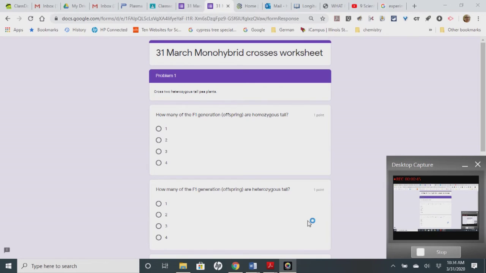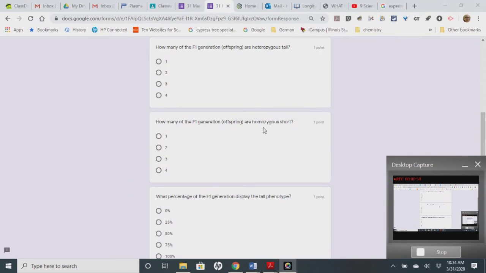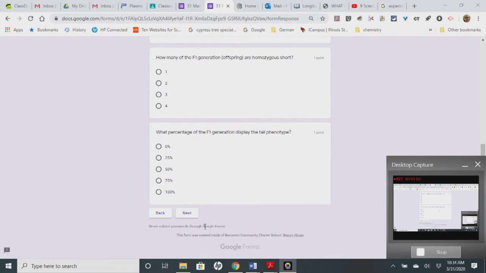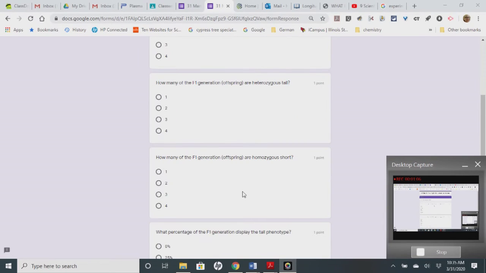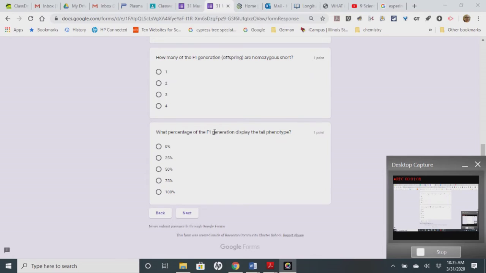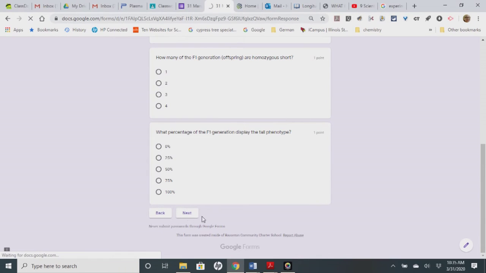So if you look, problem number 1 on your worksheet reads exactly as problem number 1 up here in this first section does. Cross 2 heterozygous tall pea plants. Now, I'm going to do problem number 2 for you. So all of these questions, there's 1, 2, 3, 4 questions about that first problem. I did problem number 2 for you, so I'm going to show you the examples.